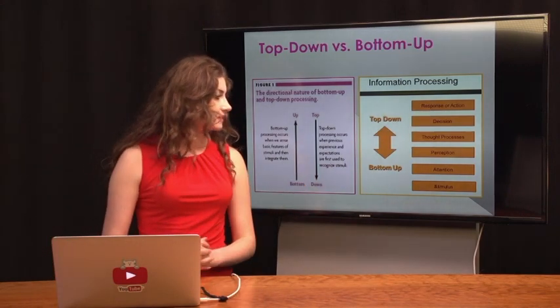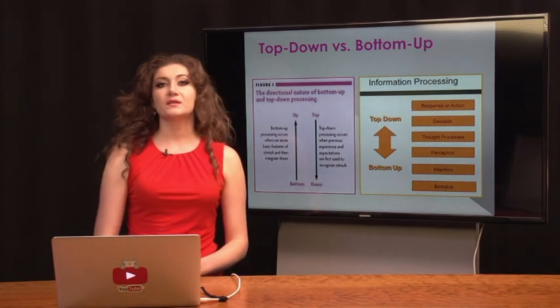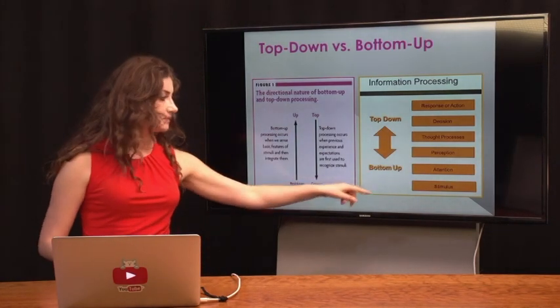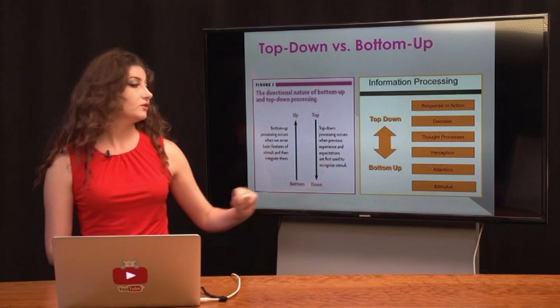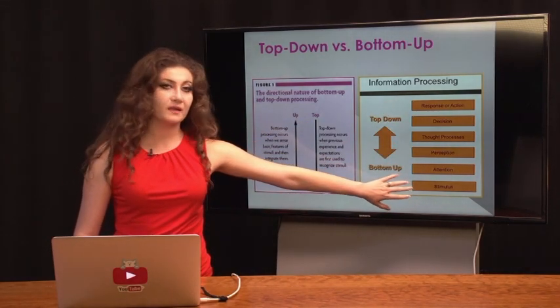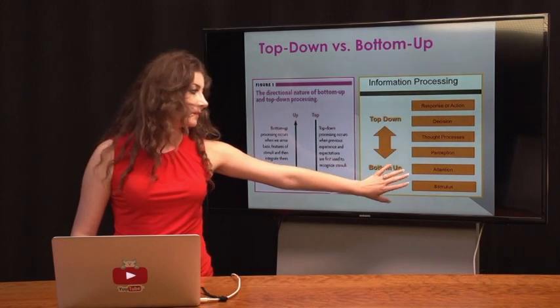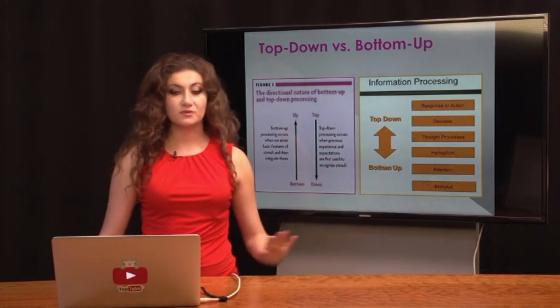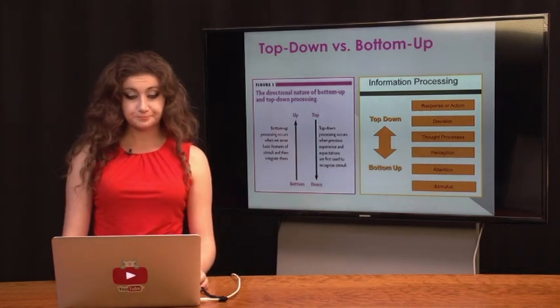And here is an example of the flow that a person could go through, whether they're using top-down or bottom-up processing. You'll notice that in top-down processing, the stimulus and the specific parts of it occur at the bottom, but in bottom-up processing, that's actually where you would start, with the different features of the stimulus.